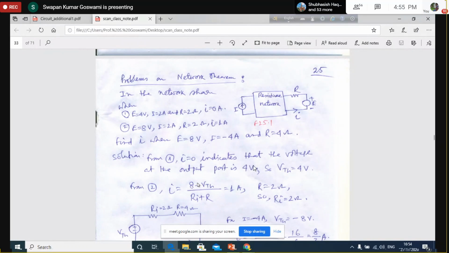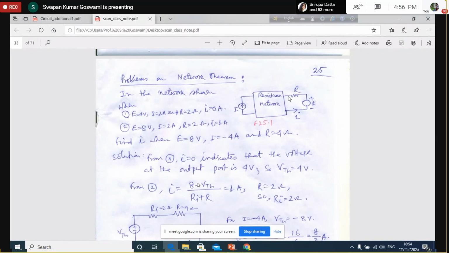Or we may say that this total network, left of this resistance, this part, the resistive network along with the current source, may be represented by a Thevenin voltage of 4 volt. That means we are in a position to determine the Thevenin equivalent of this total network to the left of this resistance R. Is it clear?